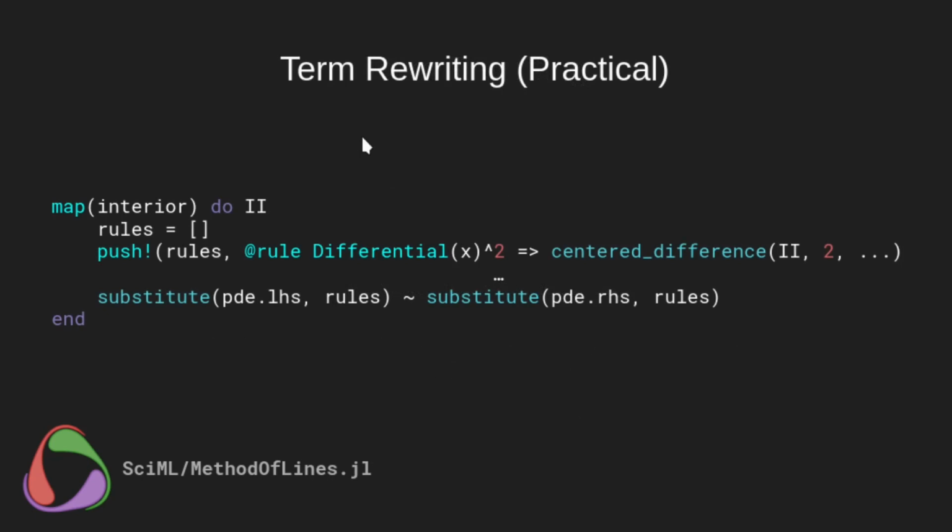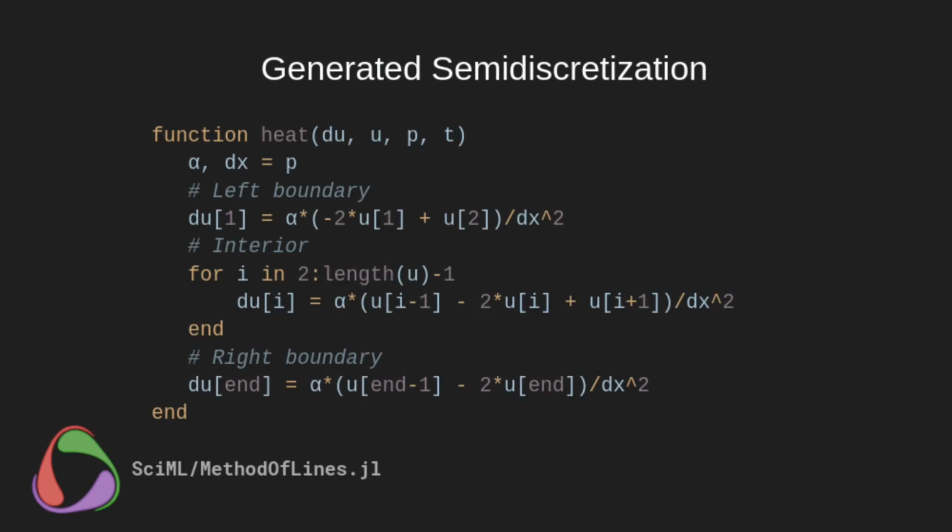What this means in practice is to generate a bunch of rules using the @rule macro from SymbolicUtils to match each derivative term that we want to replace. We then substitute these rules into the PDE to generate the ODE at that interior point. The end goal of all of this is to generate a symbolic system of ODEs that can be used with Symbolics' build function to generate a performant semi-discretization, analogous to the one shown here.